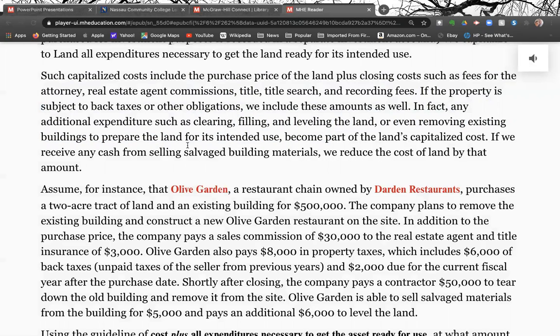Now, sometimes what happens is if there's a building already on the land, before you knock it down, you take out of that building anything that's worth anything and you try to sell it. If you're able to do that, that's what they mean here by selling salvaged building materials. You can reduce your cost by that amount. So sometimes in old buildings, there are copper pipes, for example, and copper is worth something. So you would have the copper pipes taken out of the building and you would try to sell them. And that would reduce your cost.